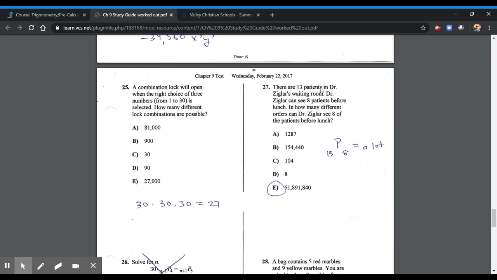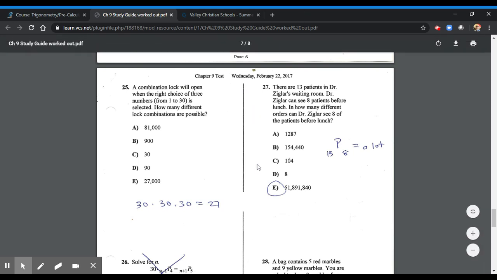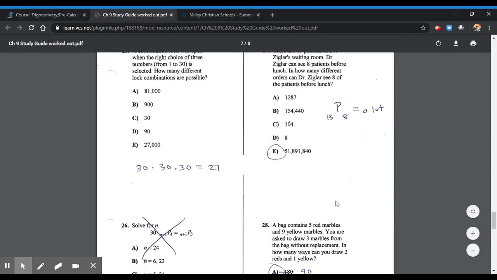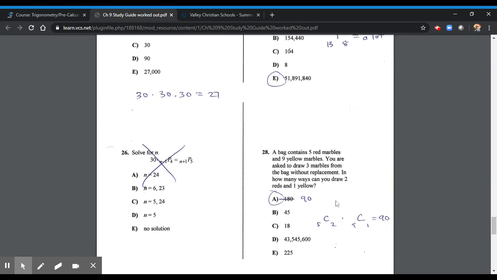All right, there are 13 patients in Dr. Ziegler's waiting room. Dr. Ziegler can see 8 patients before lunch. In how many different orders can Dr. Ziegler see 8 of the patients before lunch? So order matters. So we're going to use a permutation, 13P8, and we're going to use our calculators to figure that out. It's going to be over 51 million ways that he can see his first 8 patients. Quite a lot of different combinations or permutations.